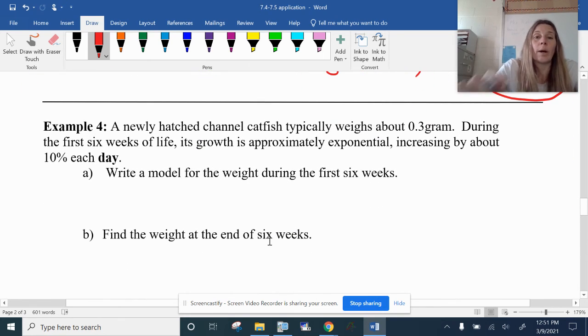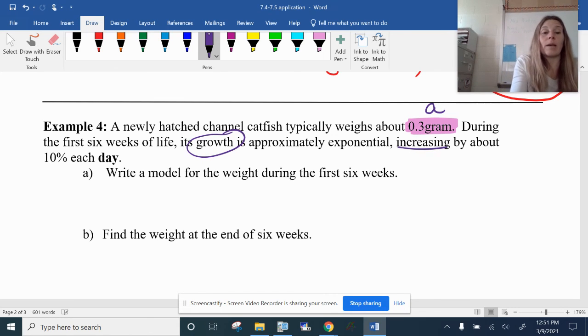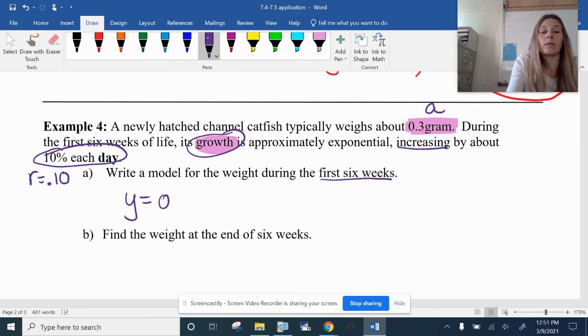Okay, and finally, number 4, a newly hatched channel catfish typically weighs about 0.3 grams. So that's going to be our initial A value, or what we're starting out with. During the first 6 weeks of life, its growth is approximately exponential, increasing by about 10% each day. So my rate is 0.10 because the percent changed to a decimal. And we know that it's growth because we see that it's saying growth in here. So write a model for the weight during the first 6 weeks. Okay, so we have our model, y equals 0.3 times 1 plus 0.10 raised to t.